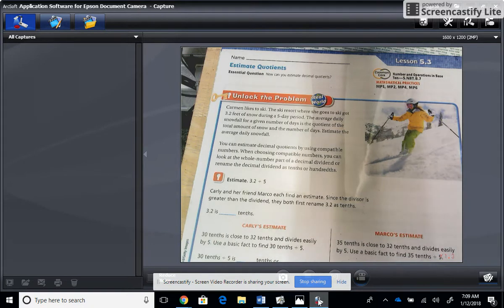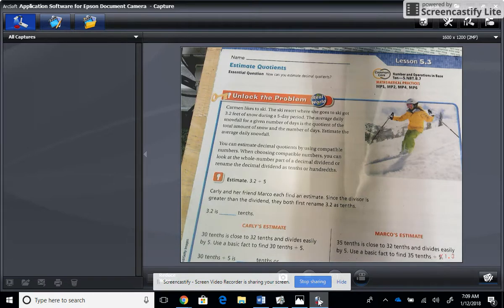Carmen likes to ski. The ski resort where she goes to ski gets 3 2/10 feet of snow during a 5-day period. The average daily snowfall for a given number of days is a quotient of the total amount of snow and the number of days. Estimate the average daily snowfall.